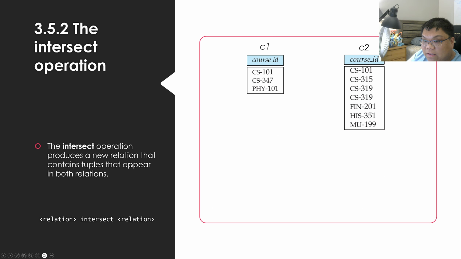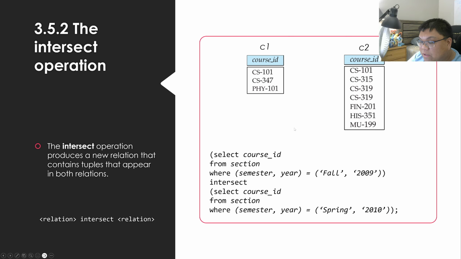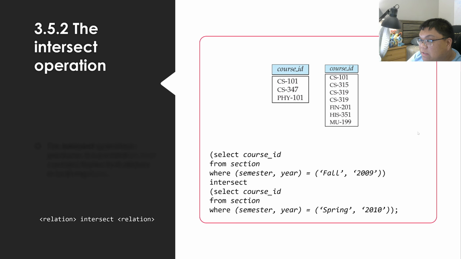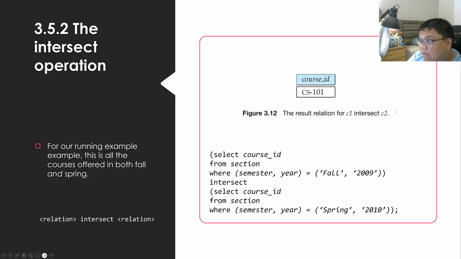Intersect produces a relation that contains whatever entries appear in both C1 and C2. So if we perform this query, C1 intersect C2, there's one thing in common between C1 and C2. So C1 intersect C2 tells us that CS101 is offered in both fall and spring.